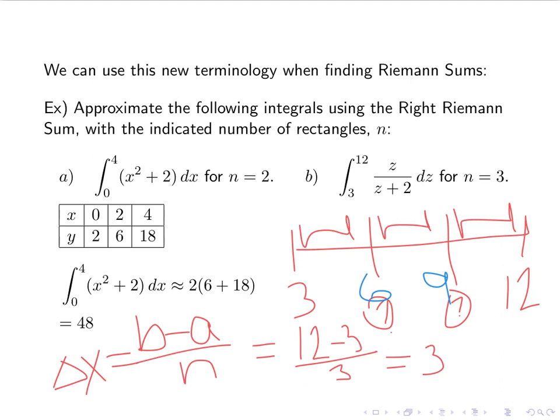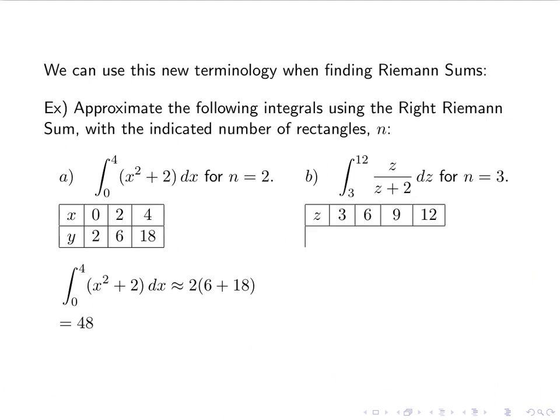Our delta x is going to be, again, b minus a over n. And then we're just going to move that much each time, starting at a and ending at b. So here are 3, 6, 9, 12. And again, we have n is 3, so we have 4 x values in this case. Once again, we have one more than our n.